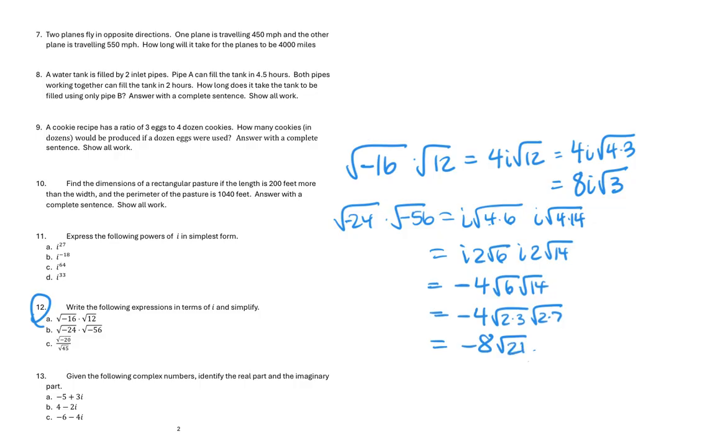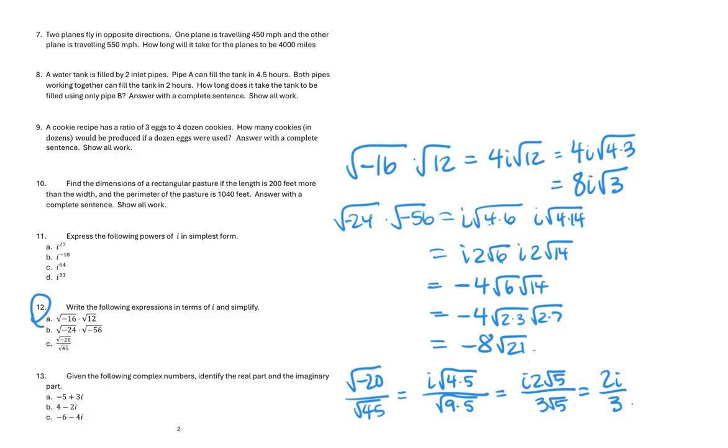Okay, let's look at the last one. I have square root of negative 20 over square root of 45. So let's see how this breaks down. I'll have an i on top, and I'll have square root of 20 is 4 times 5, and 45 is 9 times 5. So that'll be i times 2 square root of 5, and on bottom I have 3 square root of 5. So this is 2i over 3.